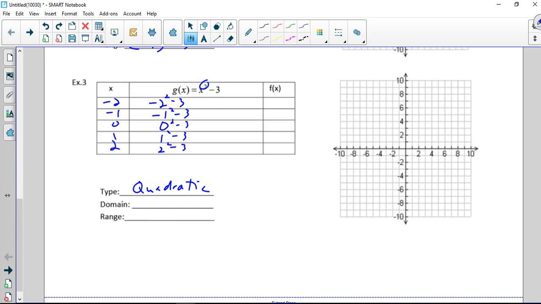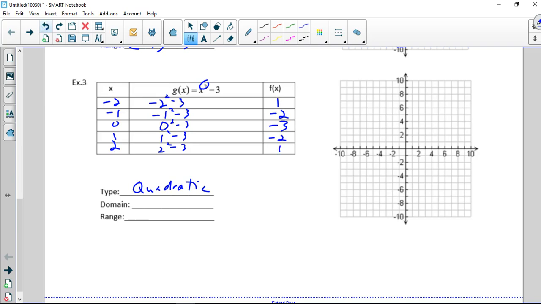-2 times -2 times -2 is -8. Minus 3 is -11. I'm sorry, I cubed it, my bad. -2 squared is 4, minus 3 is 1. -1 squared is 1, minus 3 is -2. 0 squared is 0, minus 3 is -3. 1 minus 3, again, -2, and 4 minus 3, again, is 1.